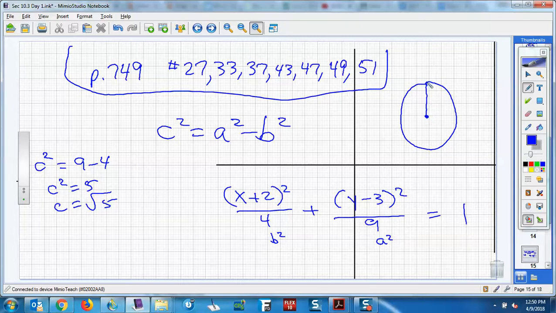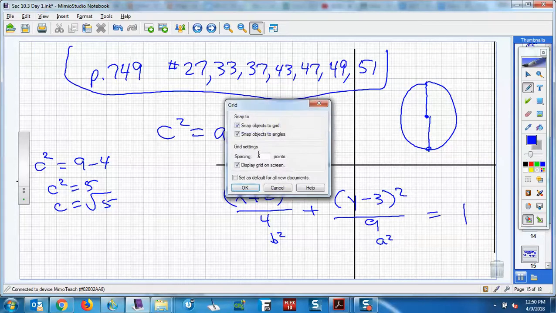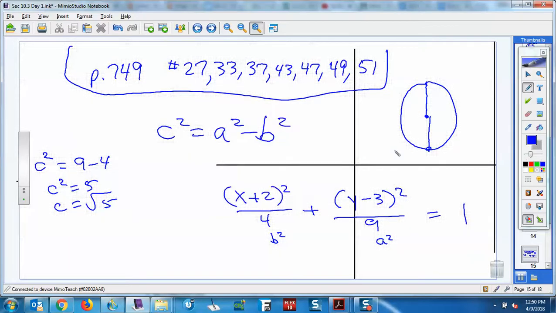And it's going to go 3 that way and 3 that way. Now, I'm not drawing this to scale. So this is going to be 3 up and down on the y, and it's going to go 2 this way, right? So then the question is, where are the foci? So you're going to add square root of 5 onto whatever this y coordinate is here, and you're going to take away square root of 5 this direction.